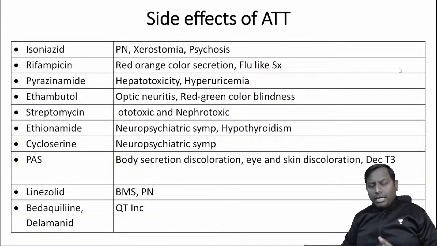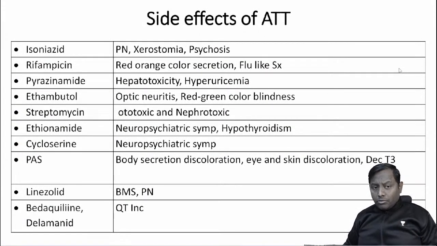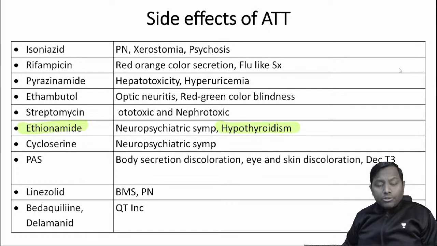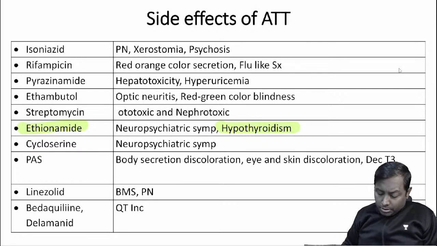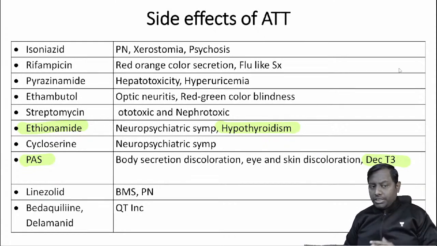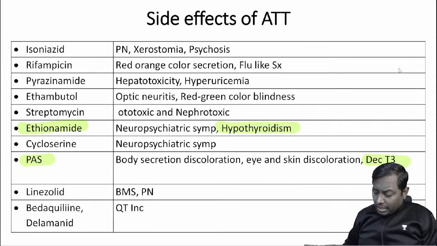When you download the slide, all the important side effects of the antitubercular drugs have been given. What I would like to highlight here is which of the following causes hypothyroidism. Remember, ethionamide will be causing hypothyroidism. Para-aminosalicylic acid also causes hypothyroidism. Apart from HRZE, all others are second line drugs: isoniazid, rifampicin, pyrazinamide, ethambutol, all others are second line drugs.